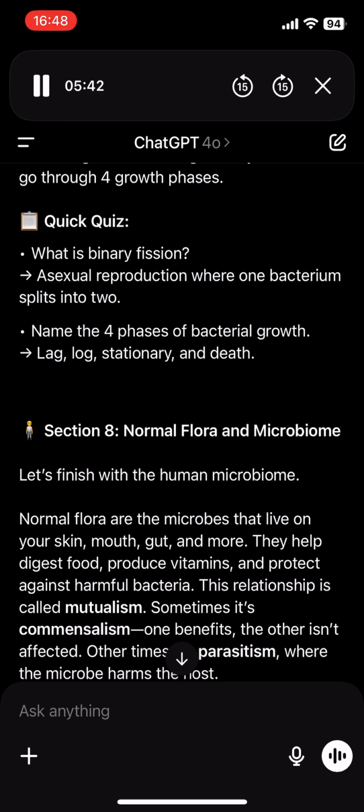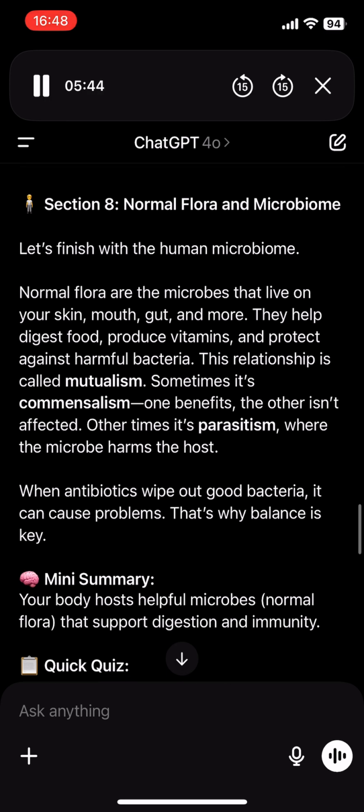Section 8. Normal flora and microbiome. Let's finish with the human microbiome. Normal flora are the microbes that live on your skin, mouth, gut, and more. They help digest food, produce vitamins, and protect against harmful bacteria.